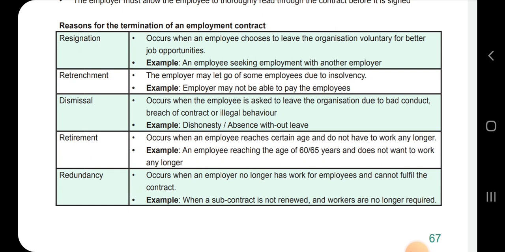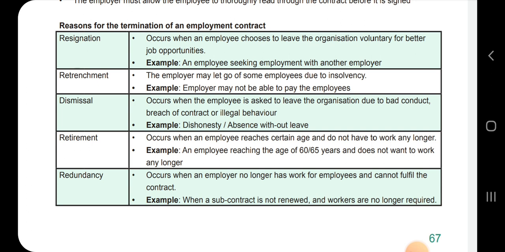It's retrenchment. The employer may let go some of the employees due to insolvency. The business is no longer making money, so they are reducing the number of workers. That is retrenchment. Dismissal, when someone has been fired. Retirement, when someone has reached a certain age and they are not eligible to work anymore. They're supposed to go on retirement. They are old or they are sick. They can go on early retirement.